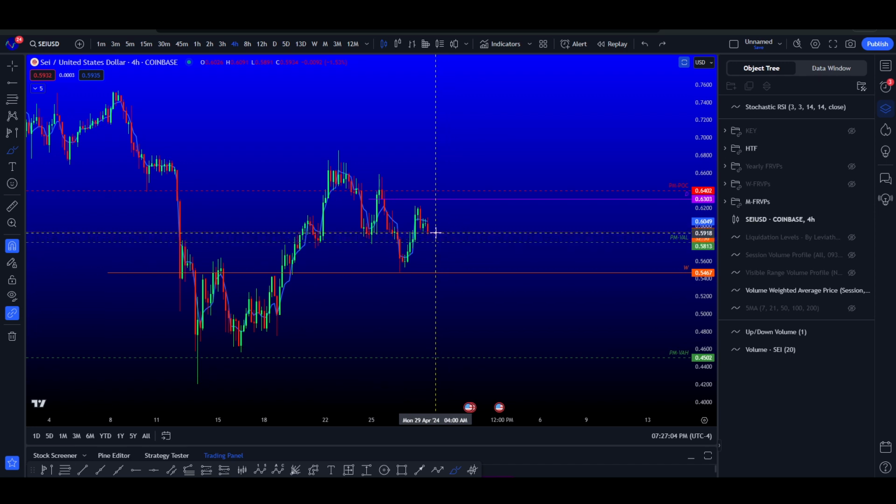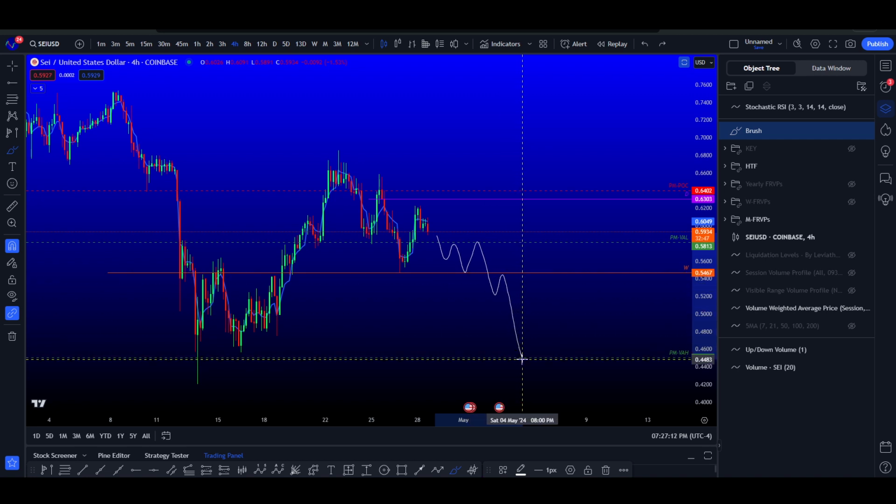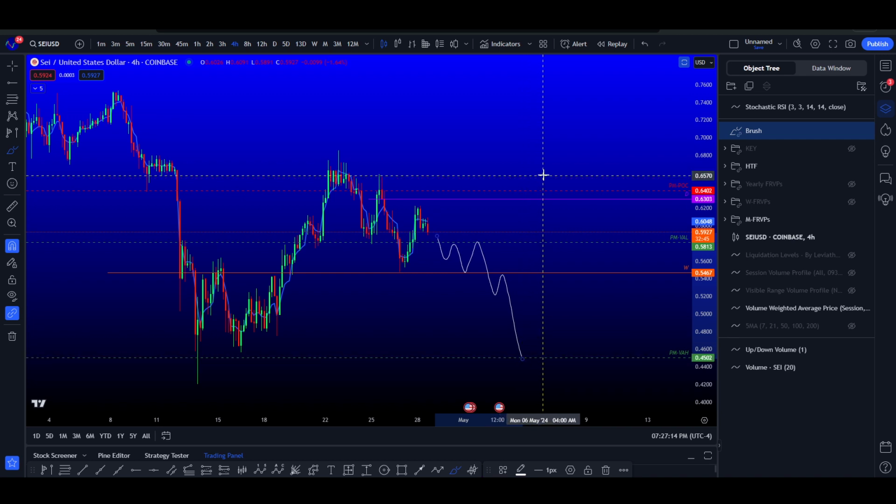So with that being said, we might get something like this, a little reaction off the weekly. And if we do break this weekly, back test that as resistance, that would be a great area to short. And then you aim for the previous month value area high, right? Also a very dangerous level.